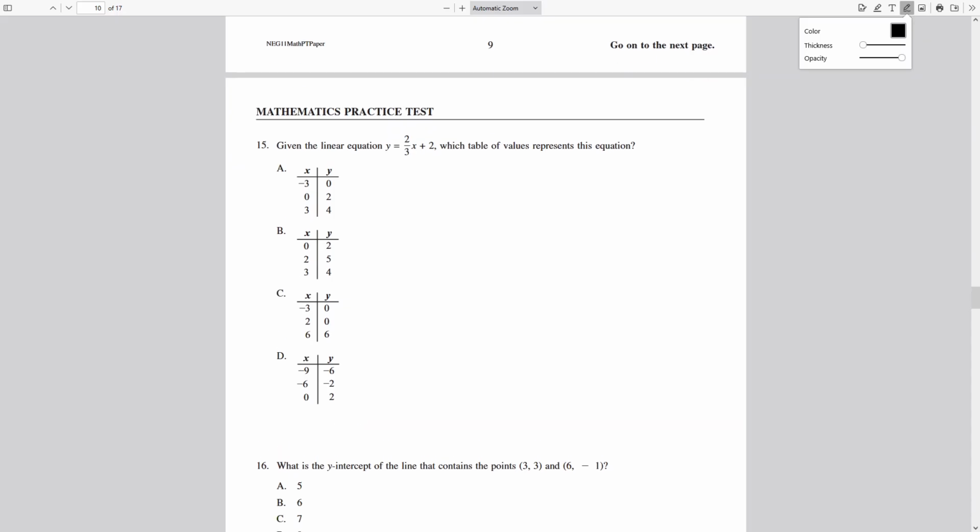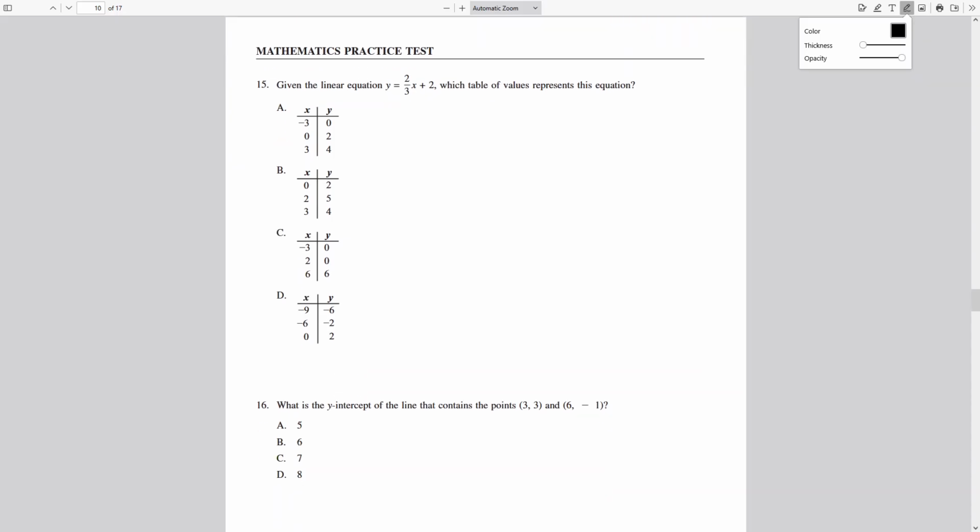Okay. Given the linear equation y equals 2 to the third power times x plus 2, which table values expressions... 2 to the third plus 2. This is the slope formula. I think it's saying that the slope is 2, I believe.